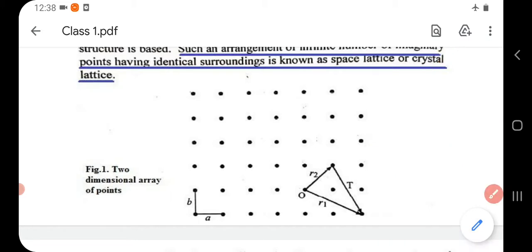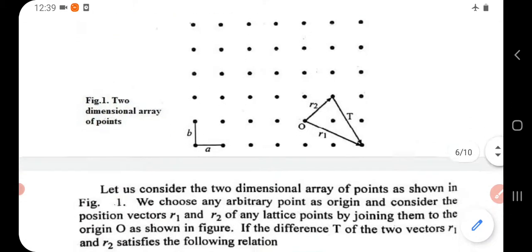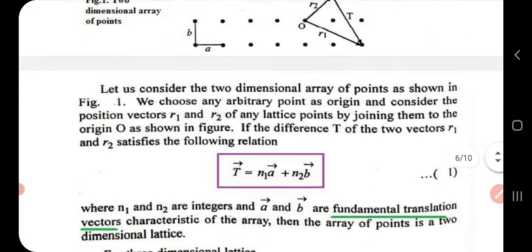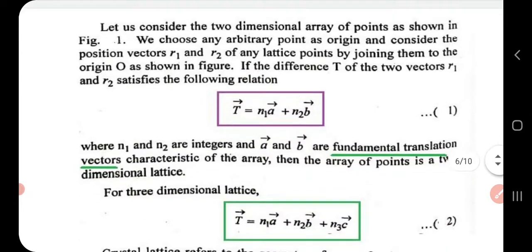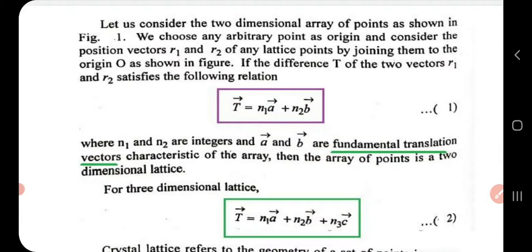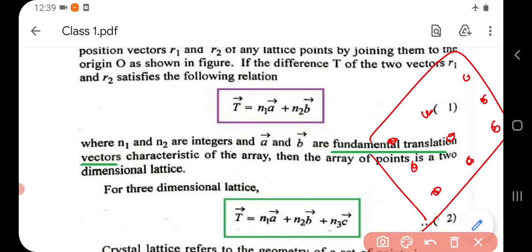So a two-dimensional lattice is shown here. In this lattice they have taken an arbitrary origin O. From that origin they have drawn two position vectors, one is R1 and the other is R2. Now the difference between these two position vectors is represented by a capital letter T, and it is given by n1a vector plus n2b vector, where n1 and n2 are integers and vectors a and b are called fundamental translation vectors. Now if you are considering a three-dimensional lattice, then one more term will come.